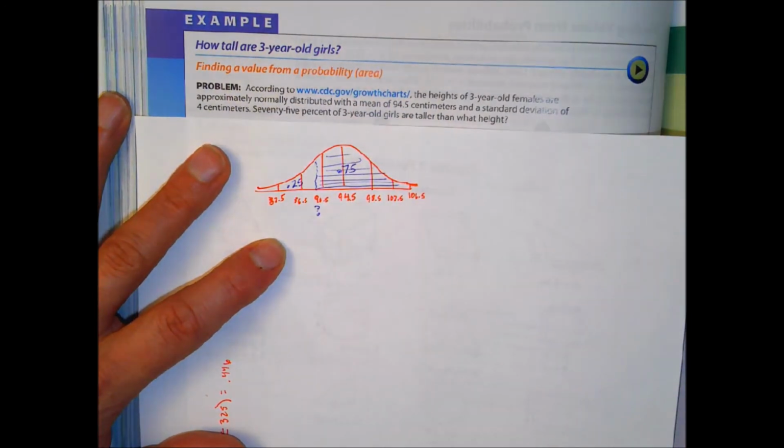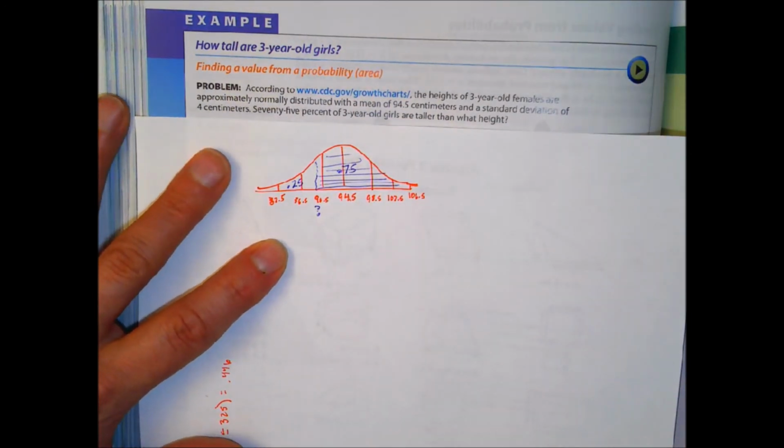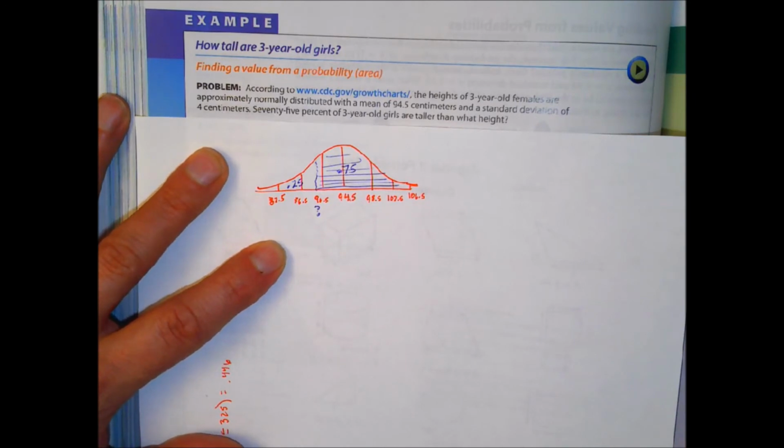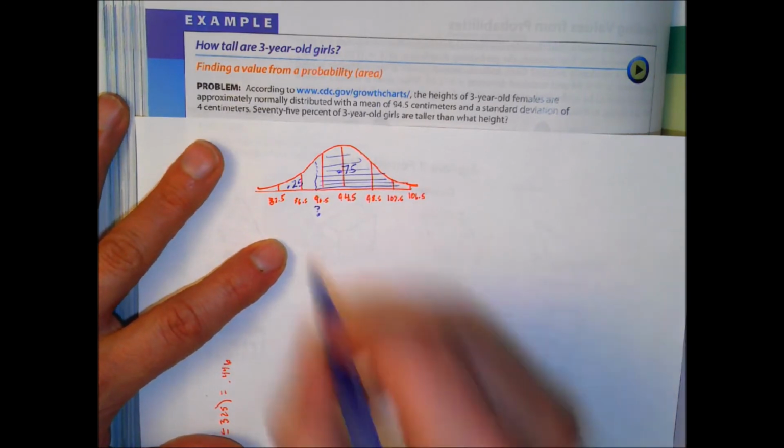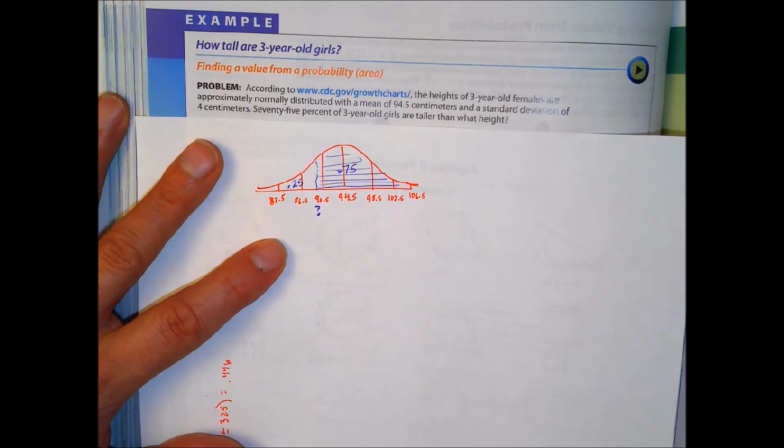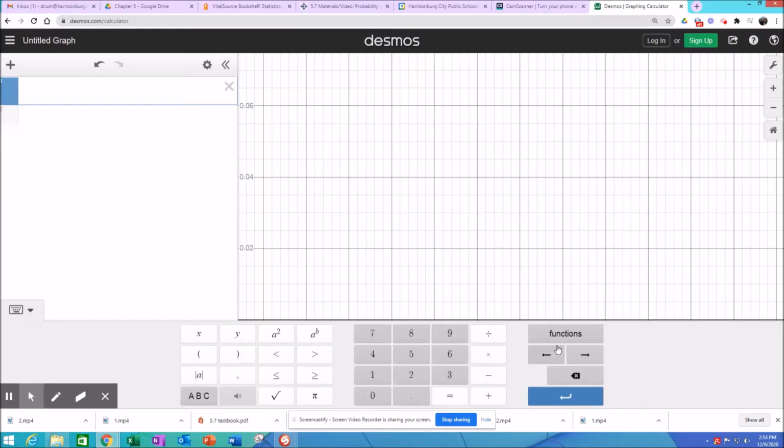Okay, so just like we did yesterday when we did the inverse, we're going to do that inverse again. So we got to find this number right here. So I'm going to show you on Desmos how to find that. So we're going to go here to normal distribution. You could turn it to a z-score, but we're not going to. I think it's easier to just do this. The mean height was 94.5, comma, and the standard deviation was 4 inches.